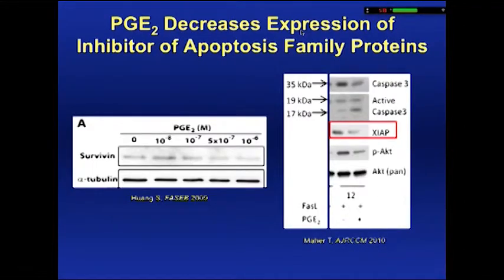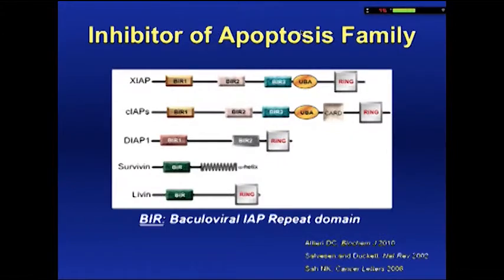Now, in each of these papers, there was a figure that had to do with an inhibitor of apoptosis family member. So in our paper, we showed that PGE2 suppressed expression of Survivin, whereas in Toby's paper, he showed that PGE2 would suppress expression of X-linked inhibitor of apoptosis. So what are these IAP family proteins?